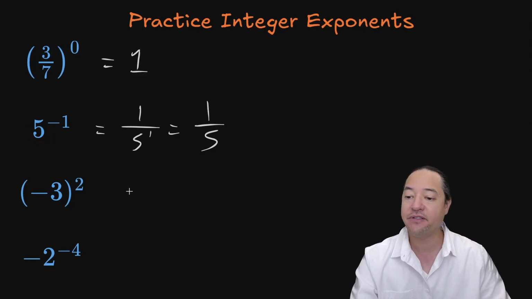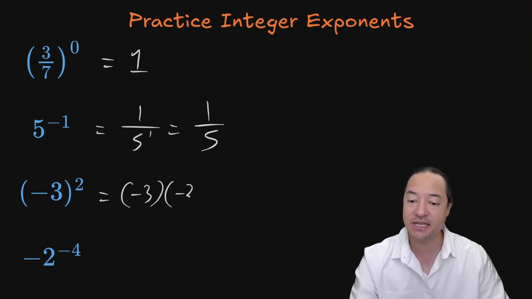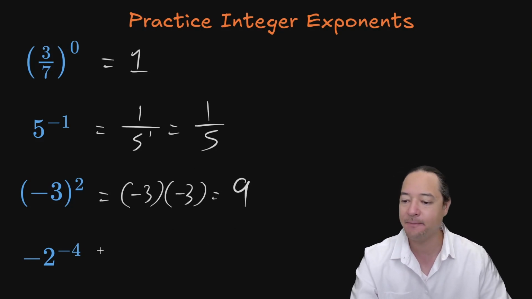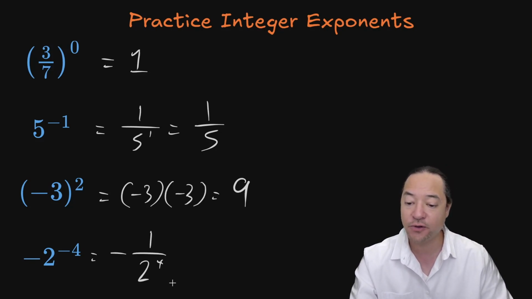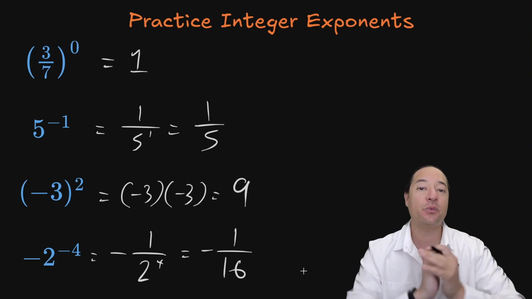Here we've got negative 3 squared, so that's the same as negative 3 times negative 3, and that will just give us a positive 9. Okay, not too bad there. And finally, this negative 2 to the negative 4 power, that's the same as negative 1 over 2 to the 4th power. And what is 2 to the 4th power? Well, that's going to be the same here as negative 1 over 16. Okay, so there we go.